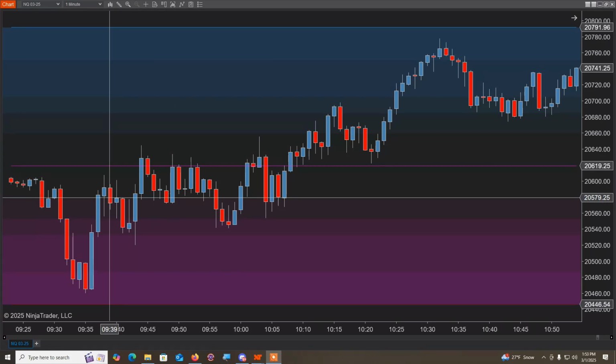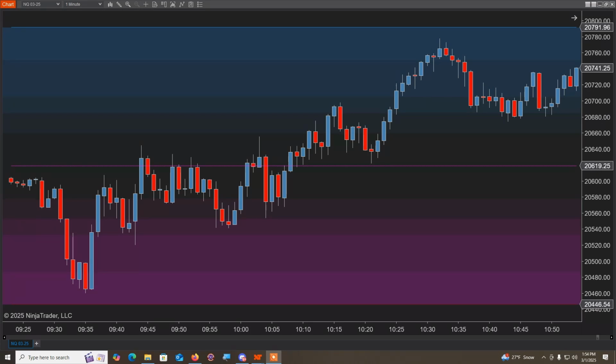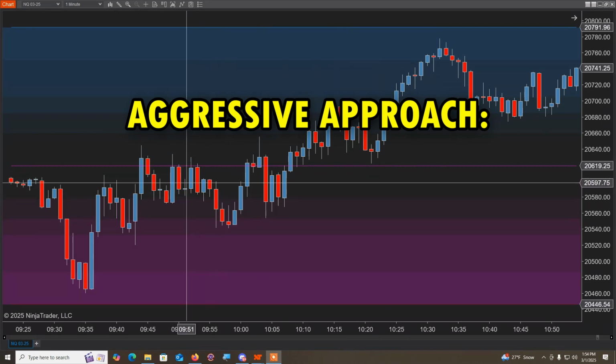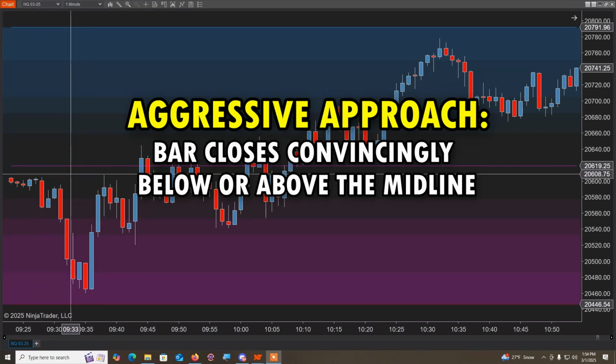All right, there are two approaches here. First one is more aggressive. Second one is more conservative. Let's start with the more aggressive idea first. So full confession, more often than not, I choose the more aggressive idea. What is the more aggressive idea? Well, simply if a bar closes convincingly below the midline or above the midline, that's where I take my trade.